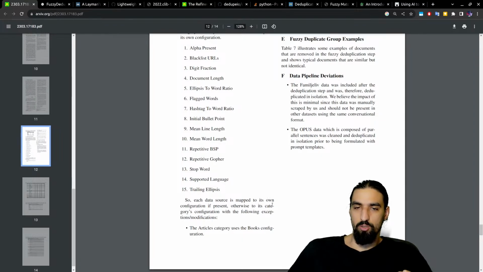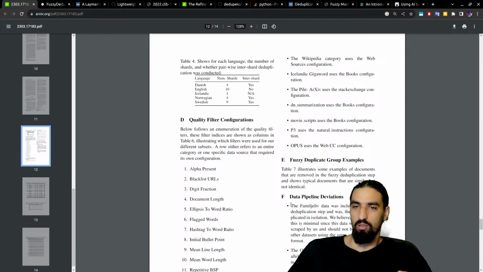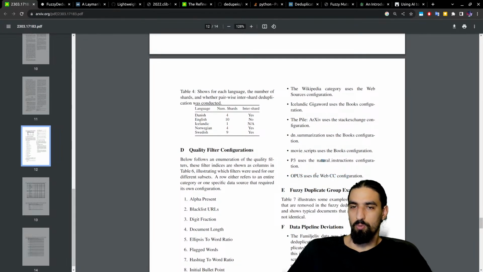So each data source is mapped to its own configuration if present, otherwise to its category's configuration, with the following exceptions, modifications. Opus uses the webcc configuration. What's webcc?